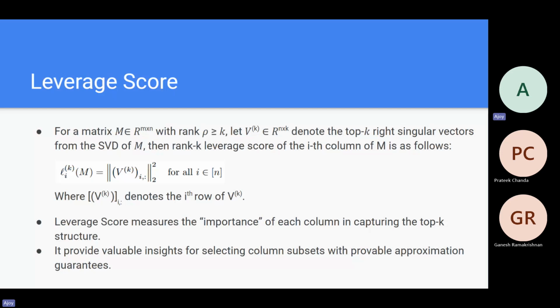Before that, they also consider a leverage score. So what does it do? It measures the importance of the columns which should be selected, capturing the top structure of the matrix. How is it defined? Given the matrix M and a rank k, we take V_k, the top k right singular vectors. So for the ith column, we define the leverage score. And in this expression, V_k,i is the ith row of V_k.